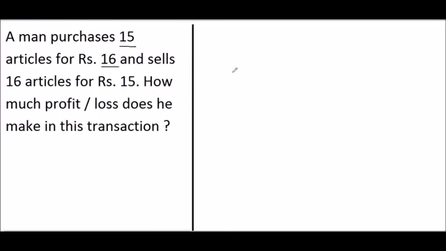Now very simply, you do it in the same way. How did we do it in the previous question? First, you write 15 articles as it is, how they have given, right? 15 articles for 16 rupees he bought. Then he sold 16 articles for 15 rupees. All right, go with the cross multiplication from here to here, then here to here.